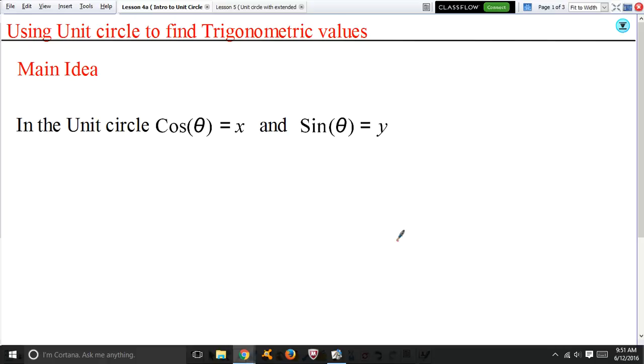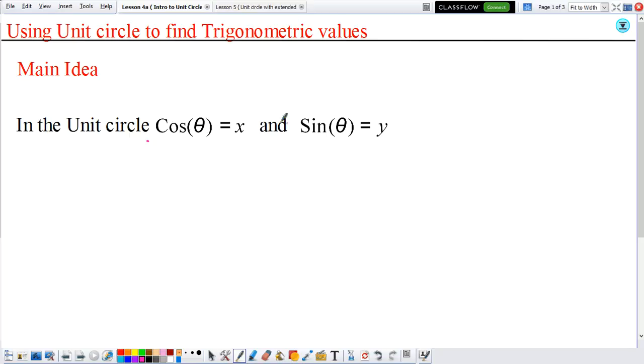Now here we will see how we use the unit circle to find trigonometric functions. The main idea is that we're always going to talk about two things: cosine and sine. One thing to remember is that cosine, we will refer to as the x-coordinate in the unit circle, and sine, we will use as the y-coordinate in the unit circle.